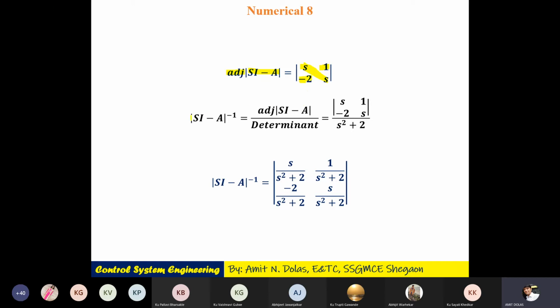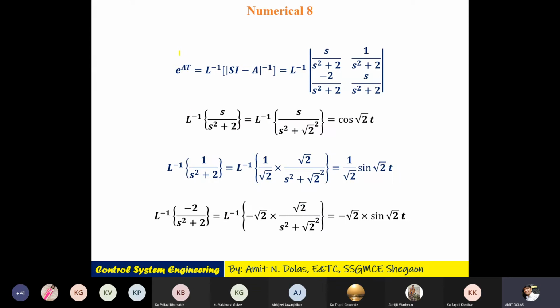And then what is SI minus A inverse? That will be adjoint of SI minus A divided by the determinant that we calculated earlier. So this matrix, adj SI minus A, we kept here, divided by the determinant we calculated earlier, that is S square plus 2. Then computing this, of course it will be S upon S square plus 2 as the first term, then 1 upon S square plus 2 second term, then minus 2 upon S square plus 2 and S upon S square plus 2. Now we obtain this, whatever we need for getting time response.